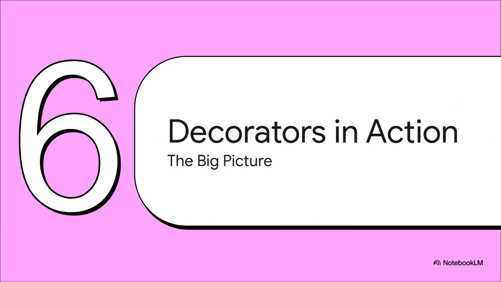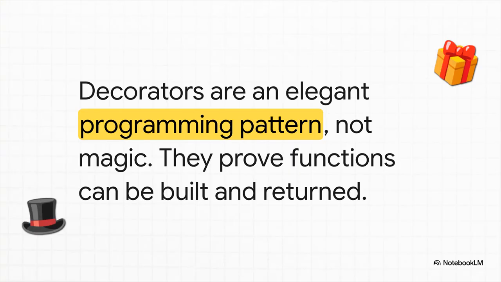So let's zoom out. After all that, what's the really big idea here? What's the main takeaway? It's that decorators aren't magic. They aren't some weird, special syntax. They are an elegant pattern that's only possible because of how Python is designed. In Python, functions are what we call first-class citizens. That just means you can pass them around, return them from other functions, and store them in variables, just like you would with a string or a number. And that single idea unlocks so much power.